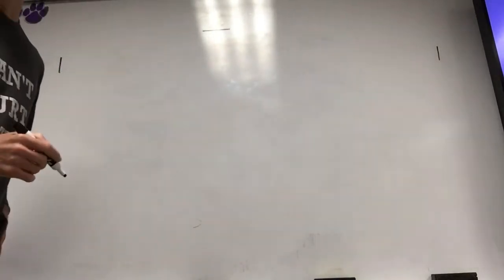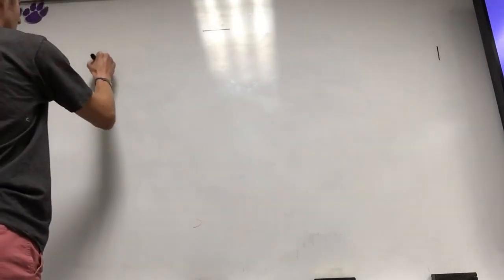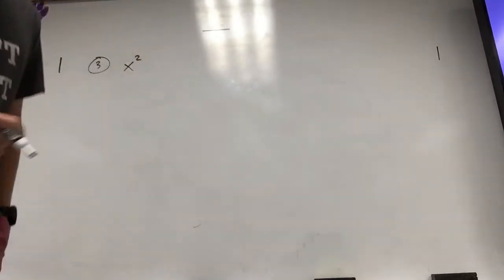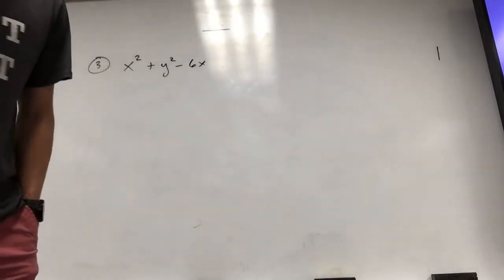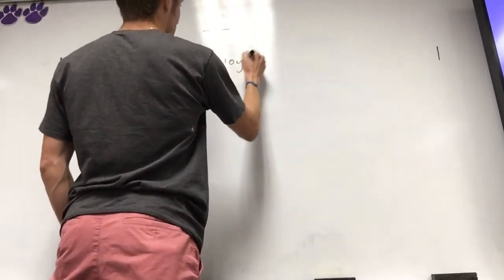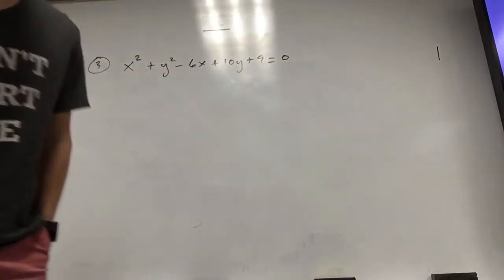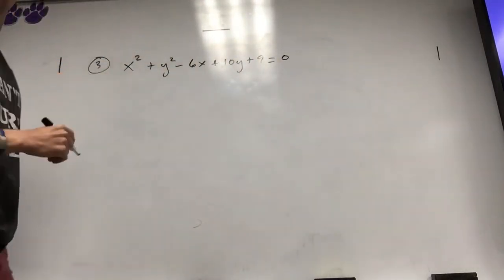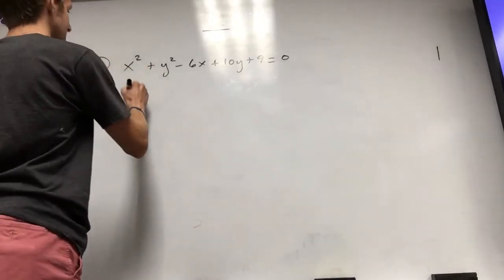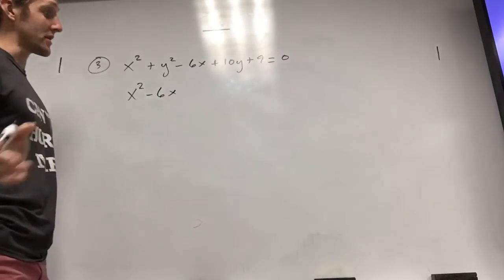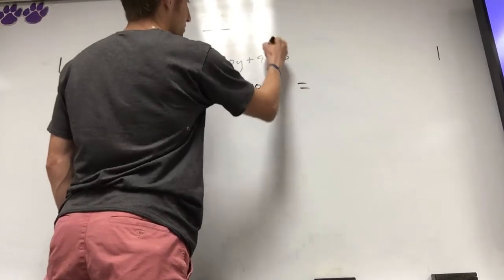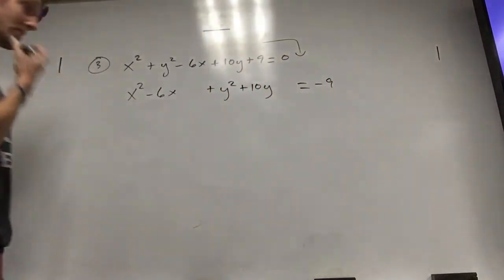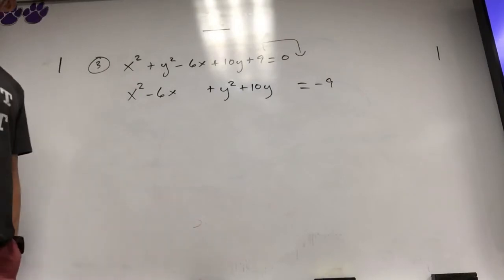Find the center and the radius of the circle with that equation. So first off, how is it written? It's written as x squared plus y squared minus 6x plus 10y plus 9 is 0. All right, here's what we're going to do. First off, let's get the x's together. So x squared minus 6x, going to leave a space, plus y squared plus 10y, and then I'm going to move that 9 over.